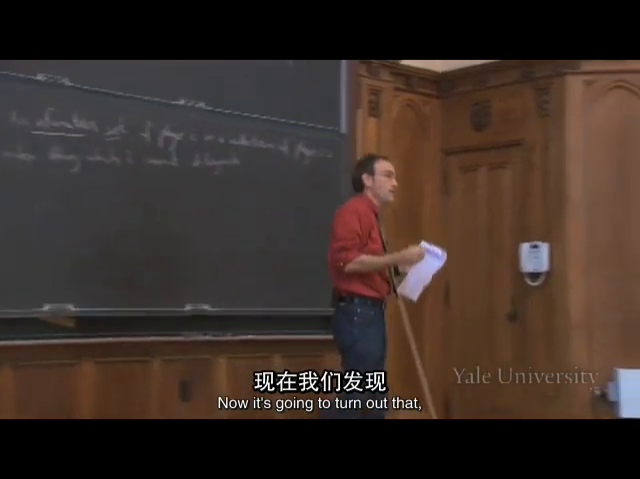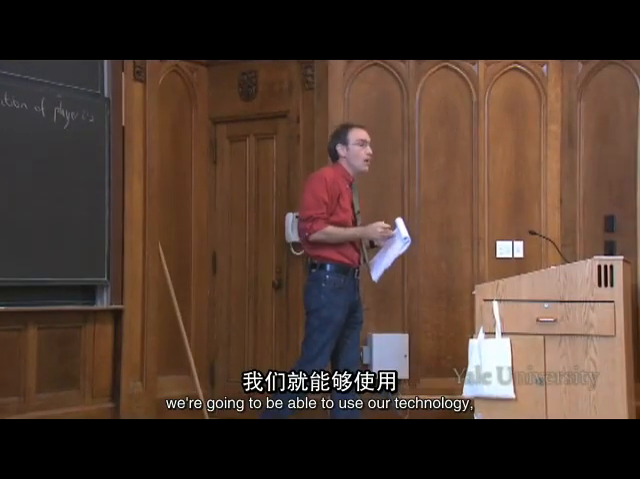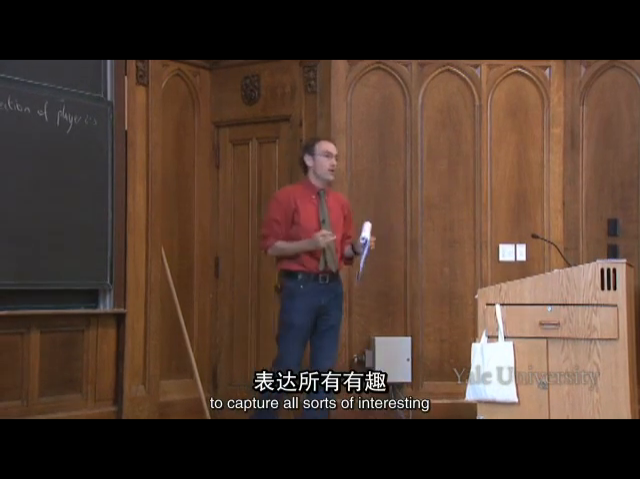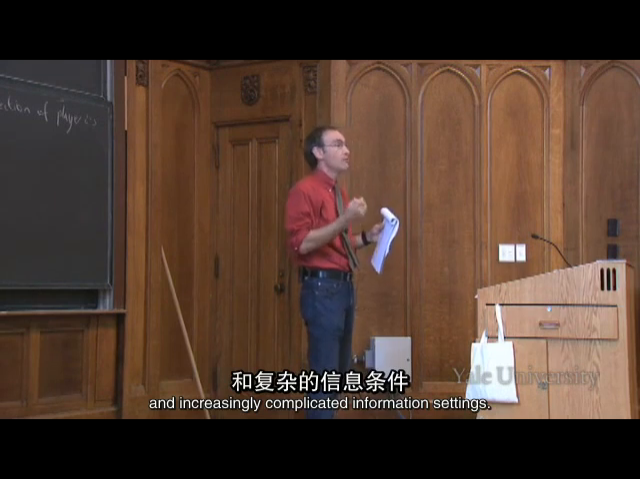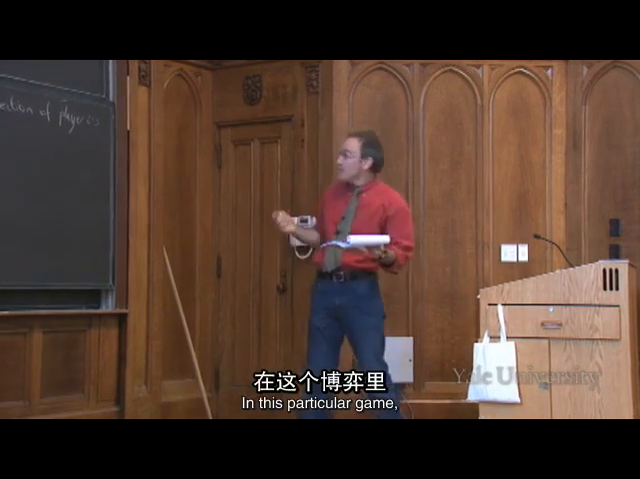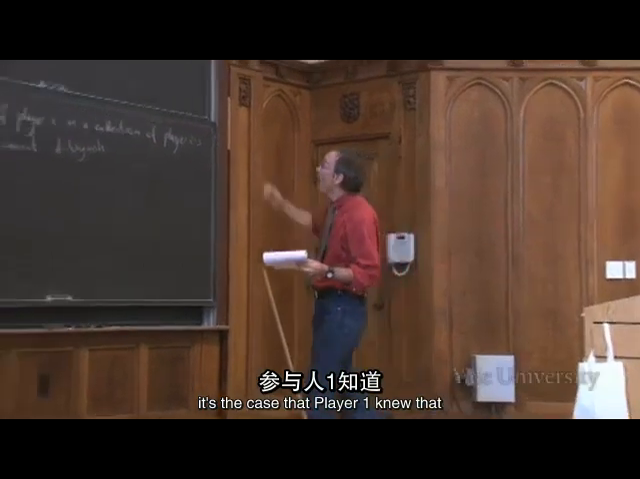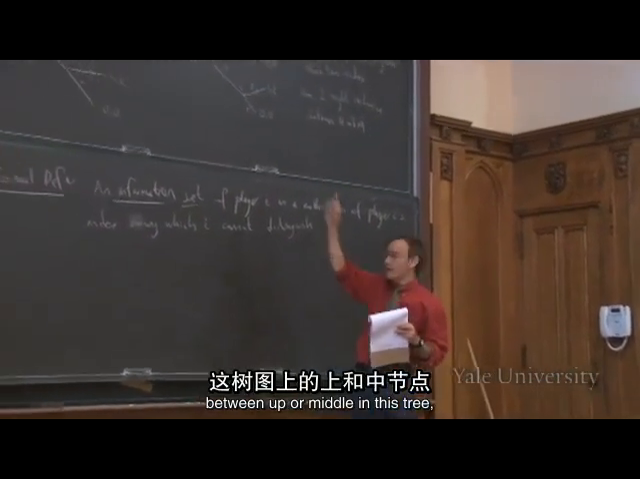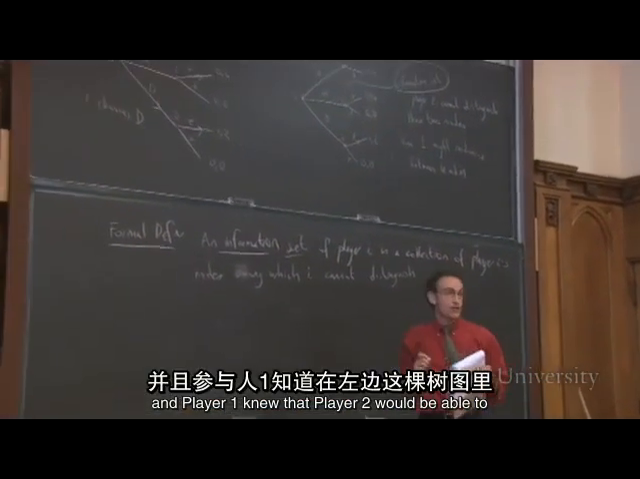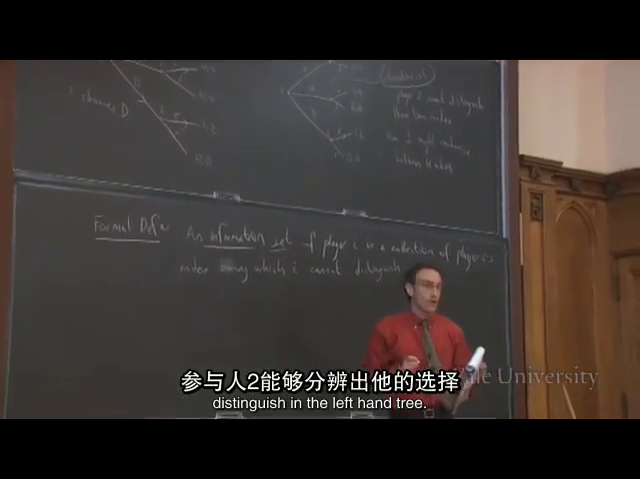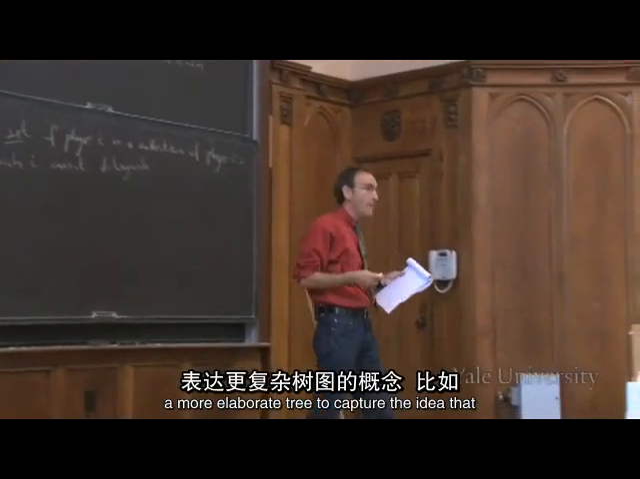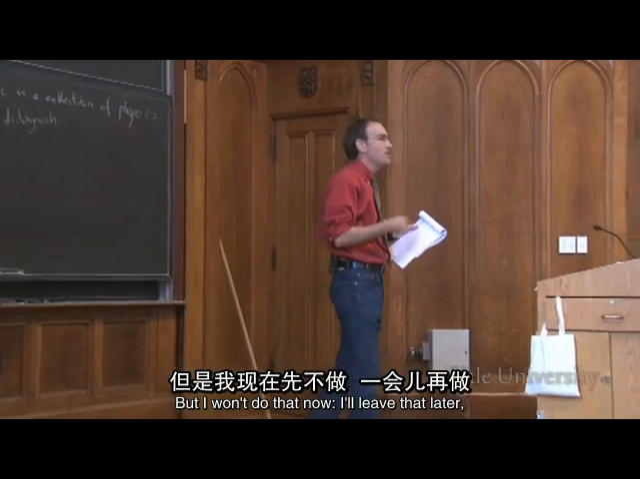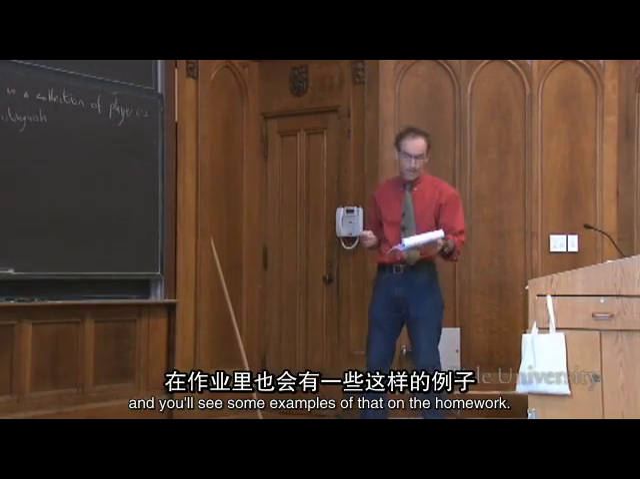All right. It's going to turn out that by clever use of information sets, we're going to be able to use our technology of drawing trees to capture all sorts of interesting and increasingly complicated information settings. In this particular game, player 1 knew that player 2 was not going to be able to distinguish between up or middle in this tree, and player 1 knew that player 2 would be able to distinguish in the left-hand tree. We can even use information sets in a more elaborate tree to capture the idea that player 1 may not know what player 2 is going to know. But I won't do that now, I'll leave that for later, and you'll see some examples of that on the homework.